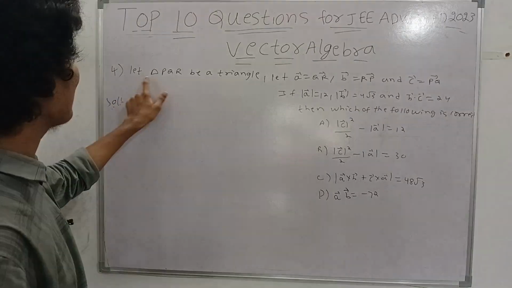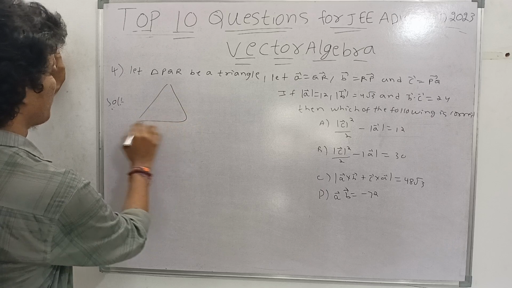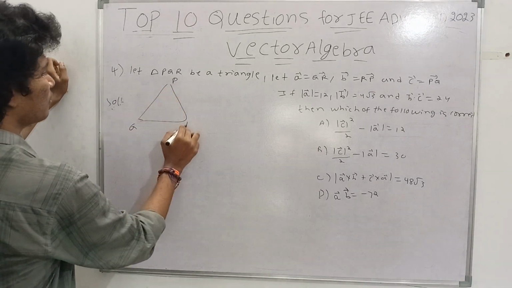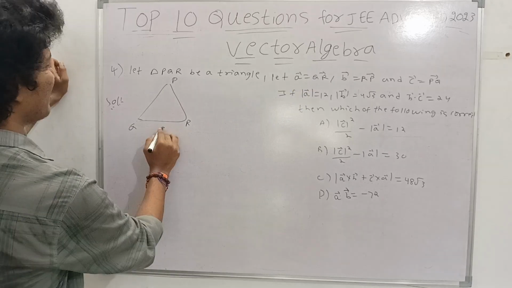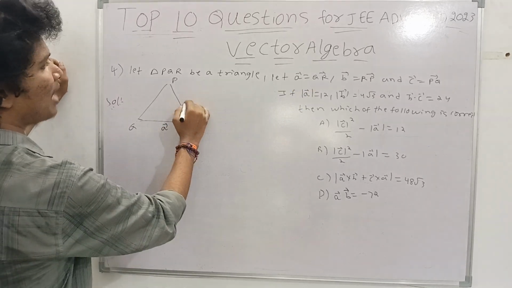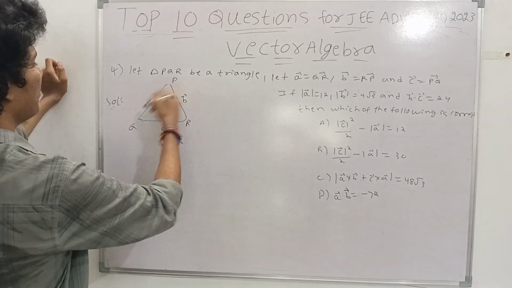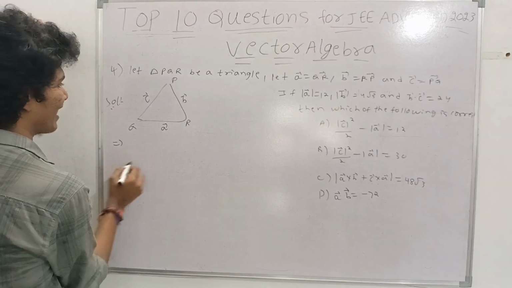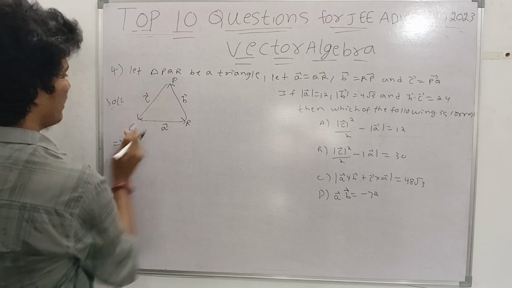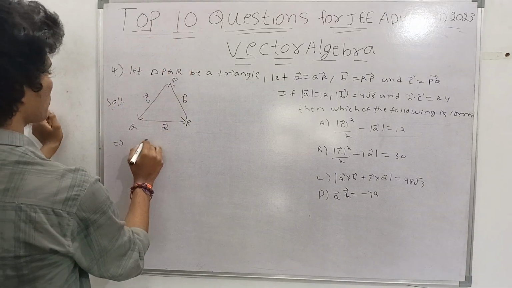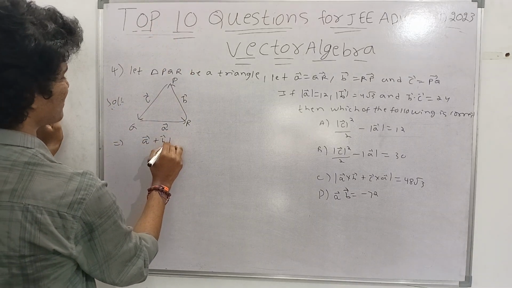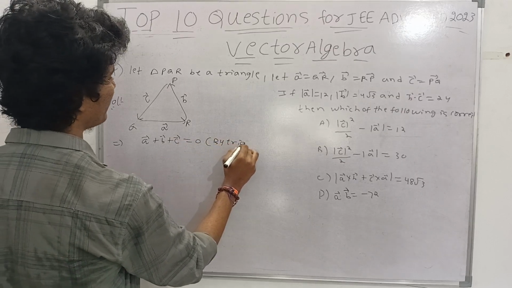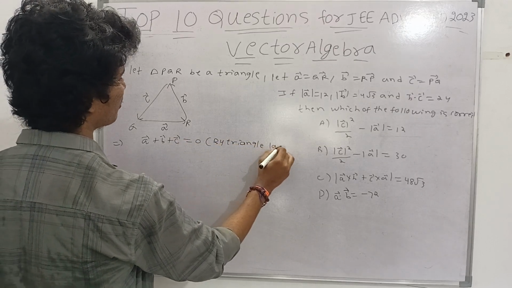Simply observe. Let PQR be a triangle. In the previous question, what did we do? Similar. QR vector is A vector. RP vector is B vector. PQ vector is C vector. We know that, and this is a triangle. What can we know from the triangle property? A vector plus B vector plus C vector equal to 0 by triangle law.